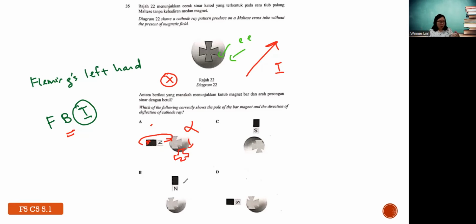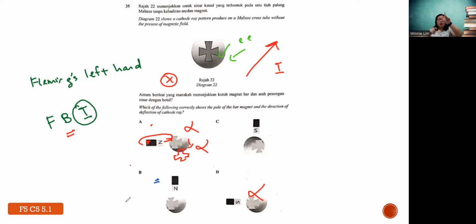If you look at A and D, they have a similar idea: the position of the magnet is on the side, correct? So the pattern should shift up or down only. So A and D are confirmed wrong. Now we see the answer options for B and C. So we do B now.